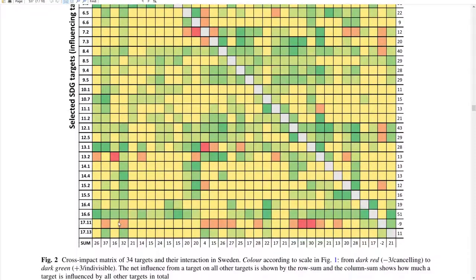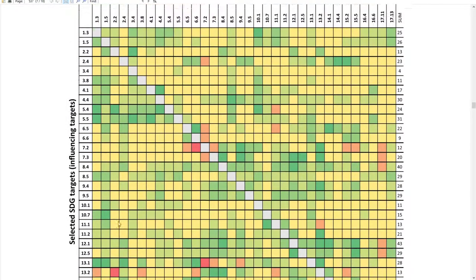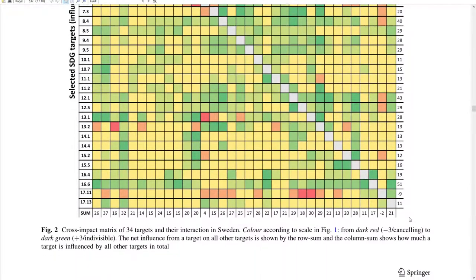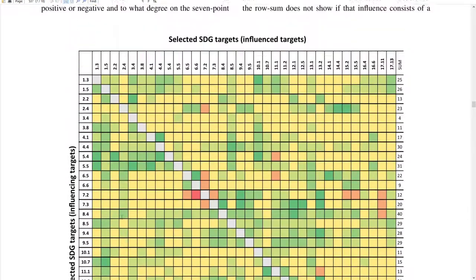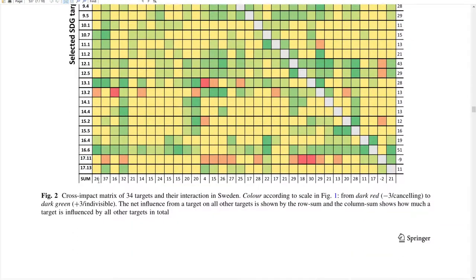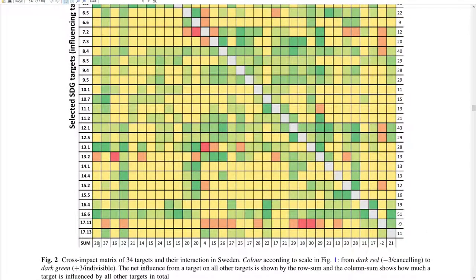And this is starting to look more or less systemic. So it's not just the interaction between one or the other. When we look at the row sum and the column sum, it's starting to look more or less systemic. So if we take again target 1.3 and how it is influenced by other targets, we can see that it's pretty positive, 26. This means that progress on other targets is actually making good progress on 1.3.